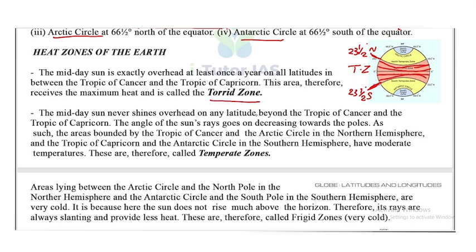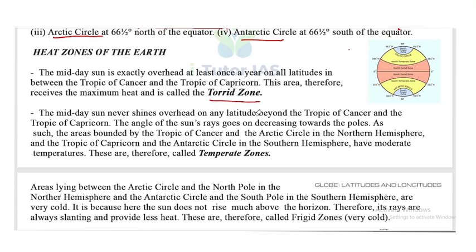Now, the midday sun never shines overhead on any latitudes beyond the Tropic of Cancer and the Tropic of Capricorn. The angle of the sun's rays goes on decreasing towards the poles. Look, so let's assume now the sun is in this portion.